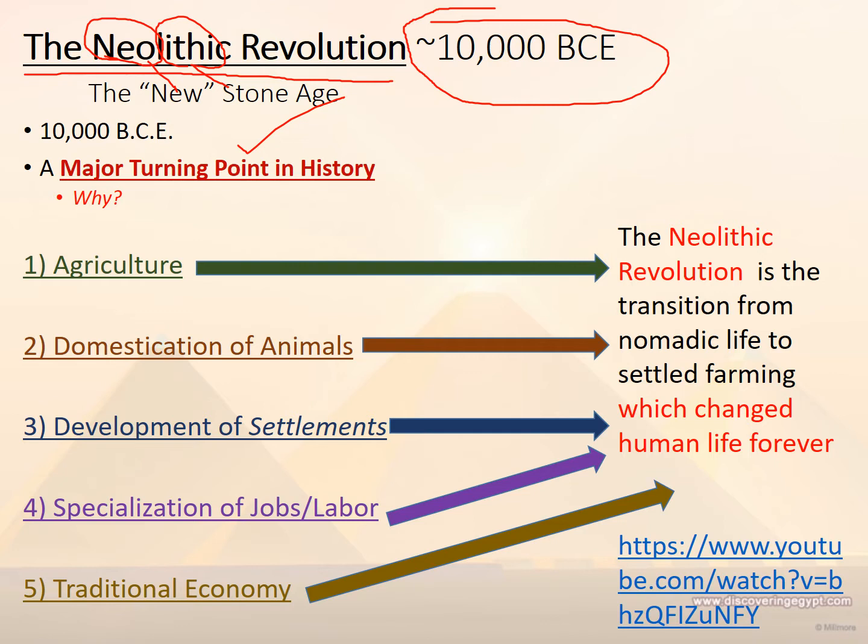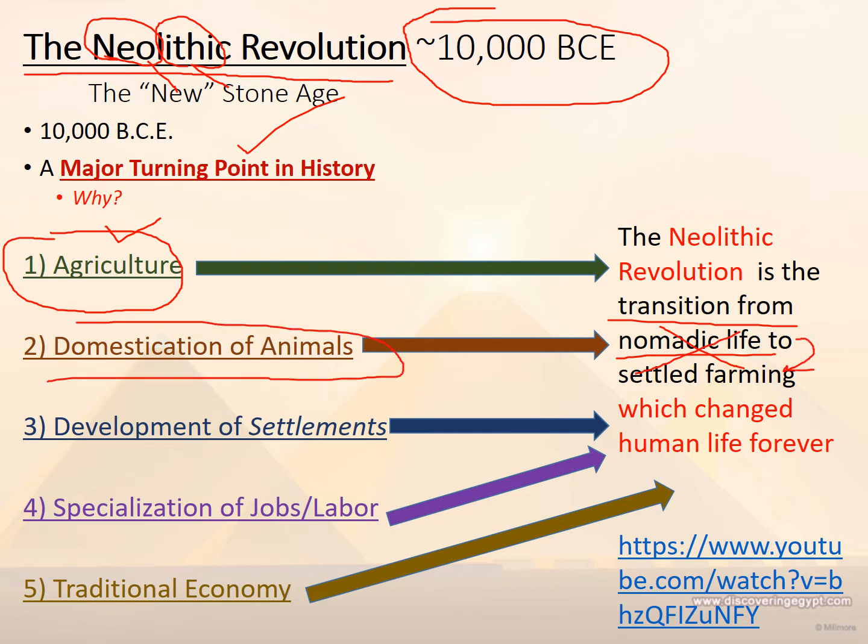It is a point from which humanity moves forward, and those humans who embrace this revolution can never really go back. So why? Well, one, there is the invention or innovation or new technology of agriculture, a new way of gathering food, a transition from nomadic, they're not really going to do that anymore, into settled farming.